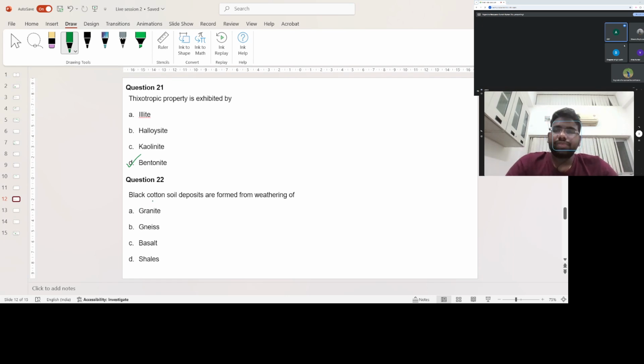Now moving to the next question. Black cotton soil deposits are formed from weathering of basalt. So now you can relate why black cotton soil is found in the western regions. If you take the chronology, the Deccan Plateau was once a more active volcanic region.